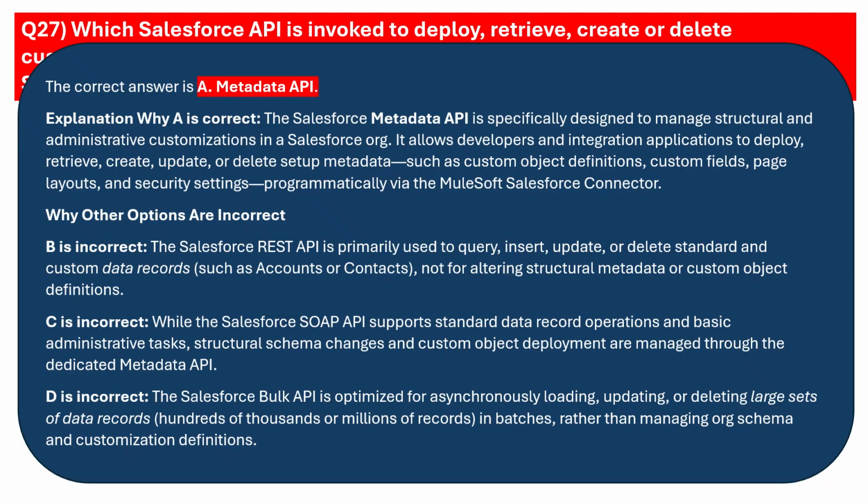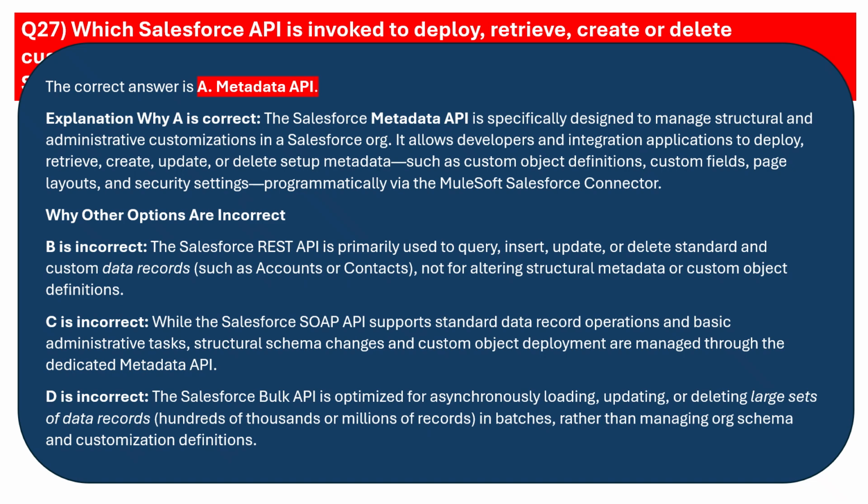The correct answer is A. Metadata API. Explanation why A is correct. The Salesforce Metadata API is specifically designed to manage structural and administrative customizations in a Salesforce org. It allows developers and integration applications to deploy, retrieve, create, update, or delete setup metadata, such as custom object definitions, custom fields, page layouts, and security settings, programmatically via the MuleSoft Salesforce connector.